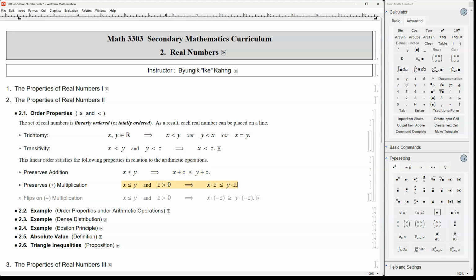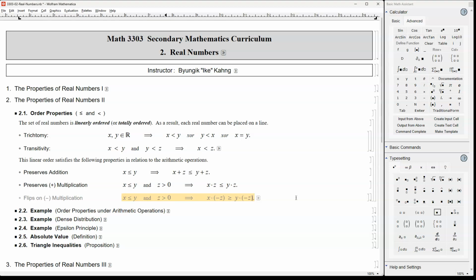Next, it preserves the positive multiplication. If x is less than or equal to y and z is greater than 0, then x times z is less than or equal to y times z. Now, what if I multiply by a negative number? Well, everybody knows what it is. We have to flip the direction of the inequality, but this is not one of the basic properties.